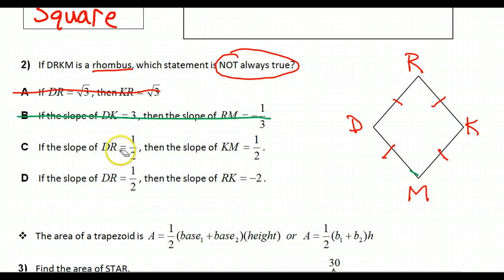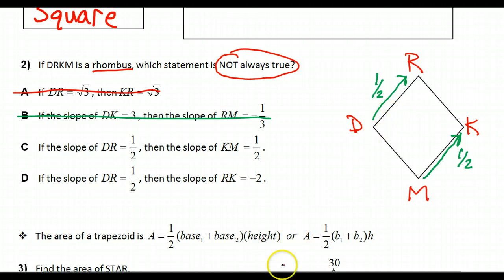Okay, if the slope of DR is 1/2, so here's the slope of DR, and say that's 1/2. Will the slope of KM always be 1/2? Well, yeah, that's always going to be true.